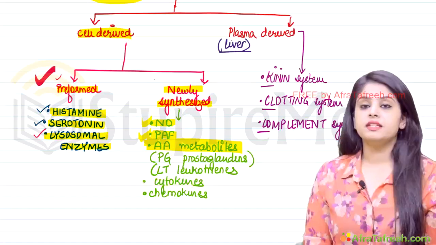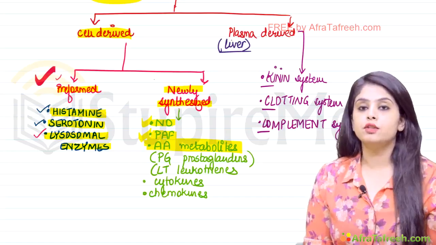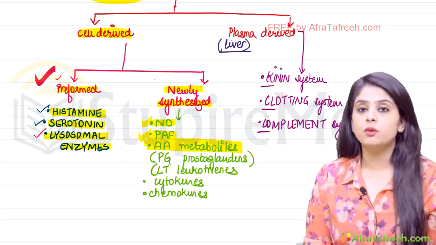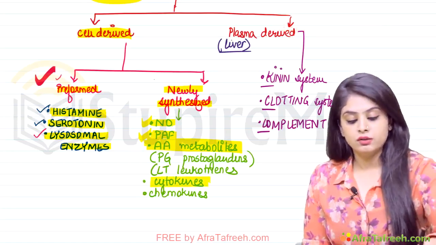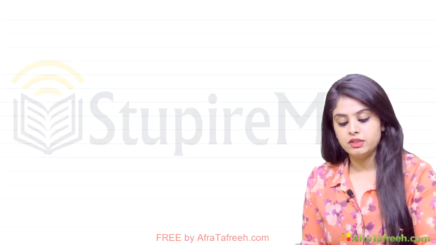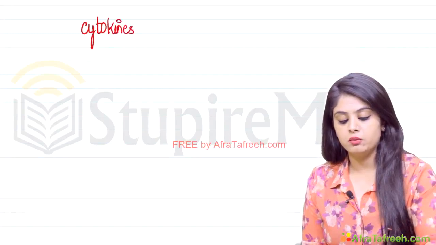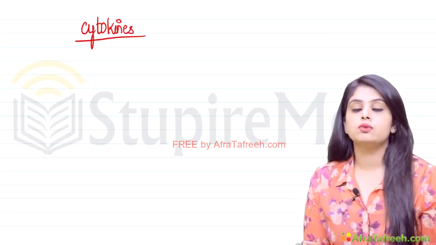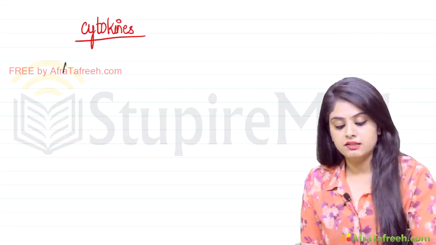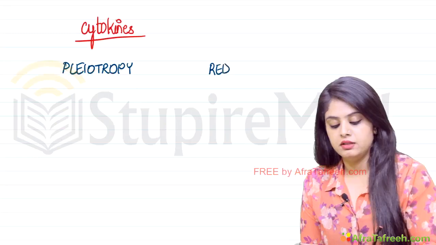The next ones that we go to are cytokines. The next set of mediators that we are going to begin with are under the same category of newly synthesized or newly formed mediators, and these are the cytokines. So students, what are the important points that we need to know about cytokines? Before we go into the long and most extensive list that we have under inflammatory mediators, I want to tell you two important definitions. There is something known as pleiotropy and another term known as redundancy.